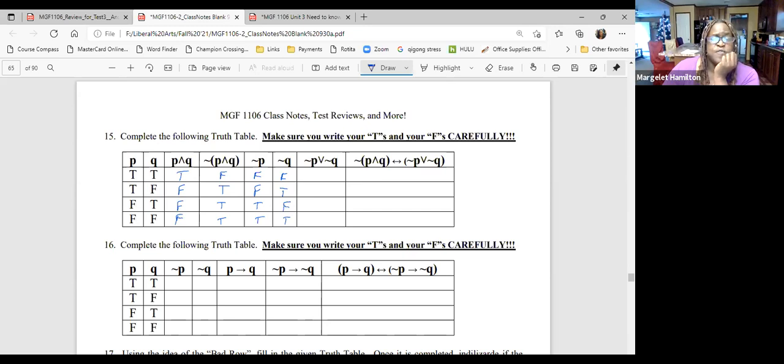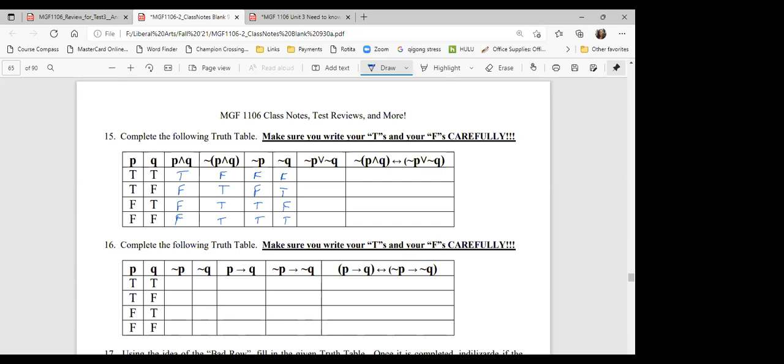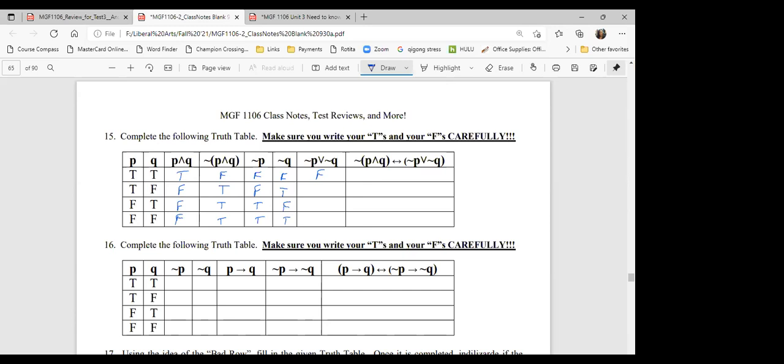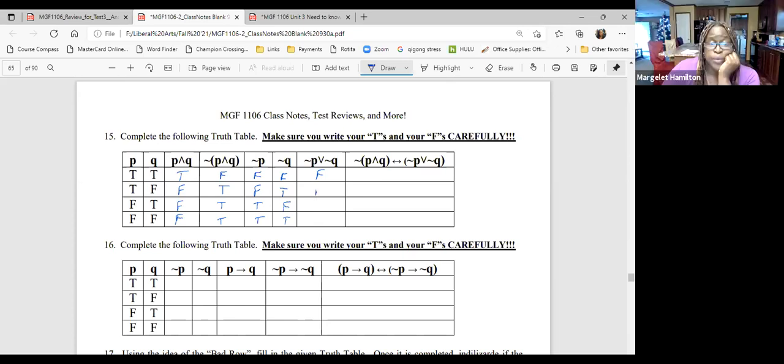Let's find these 2 false right here using my negation P column and my negation Q column. 2 F's appear where? The first one. Okay, I know that's an F. Does it appear anywhere else? No. Nope. So the rest of these have to be what? True. And we're done with this one. We still good?